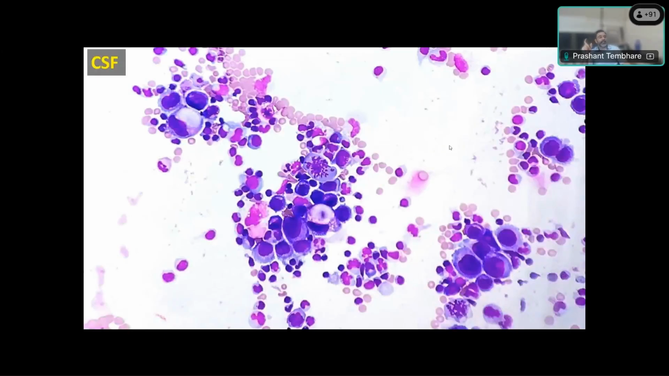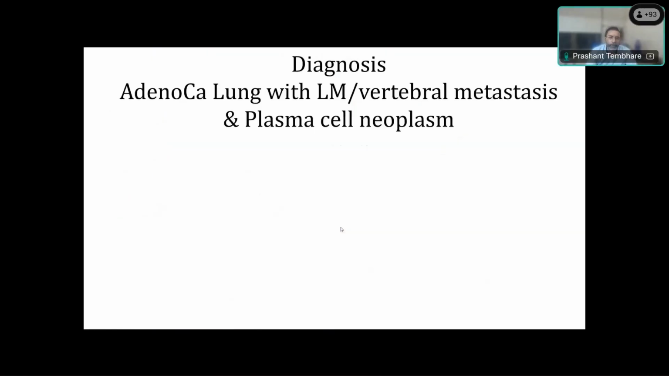The patient also has CNS symptoms, remember. So the CSF was done, and in CSF you can see there were signet ring cells, which indicate that there was metastasis in CSF as well as in the vertebral lesion creating the lytic lesion in the vertebra, and that's why the patient has CNS symptoms, features of involvement of CNS because of metastasis. So the final diagnosis of this patient was adenocarcinoma of lung with metastasis in the vertebra as well as the CSF. And there was an associated plasma cell neoplasm.